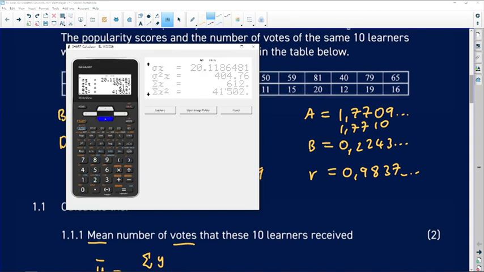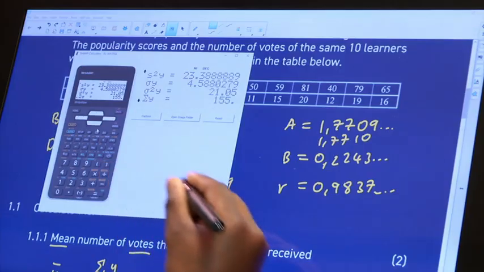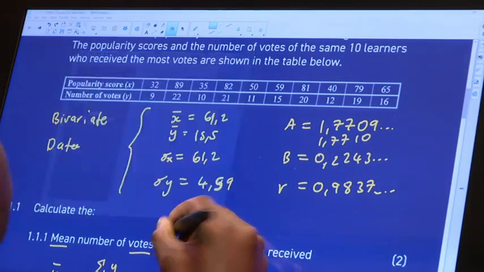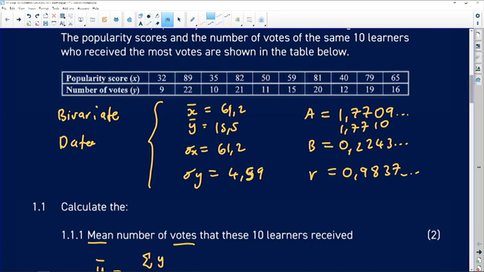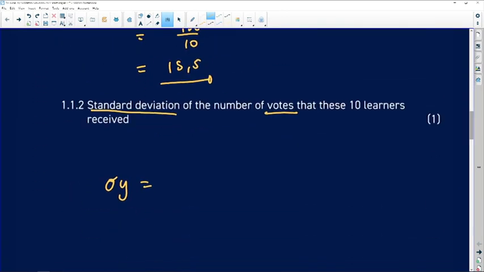So sigma value for y's, let's look at it closely. There it is. It's the one at the bottom there. It's literally 4.588, which is 4.59. Yes, 4.59 will be the correct solution. Right, so 4.59 is the answer that we are looking for.